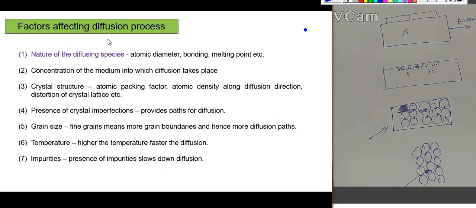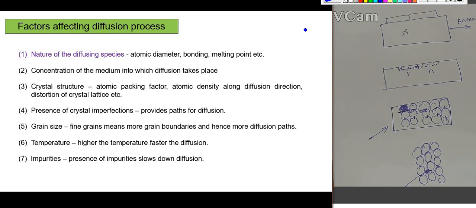And then the factors affecting the diffusion process. First, the nature of the diffusing species: atomic diameter, bonding, melting point of the material. So it is dependent upon the material. Some materials can easily diffuse, and another material is very difficult to diffuse, depending upon the diameter of the atoms, the bonding, whether it is a strong or weak bond, and the melting point of the material. Another one is concentration. The concentration gradient is an important factor. If the concentration gradient is high, then the diffusion will be faster.